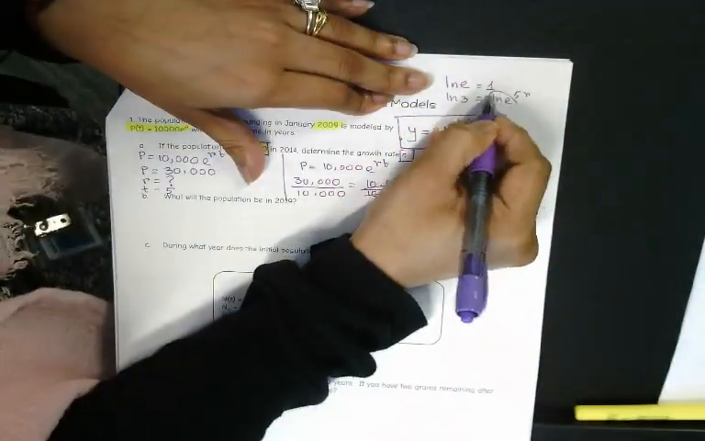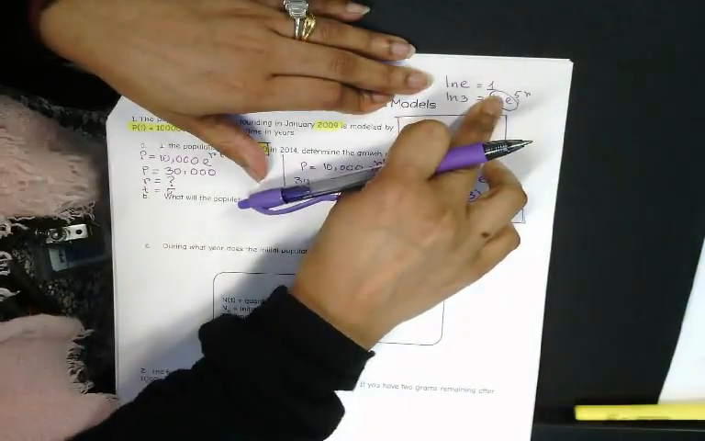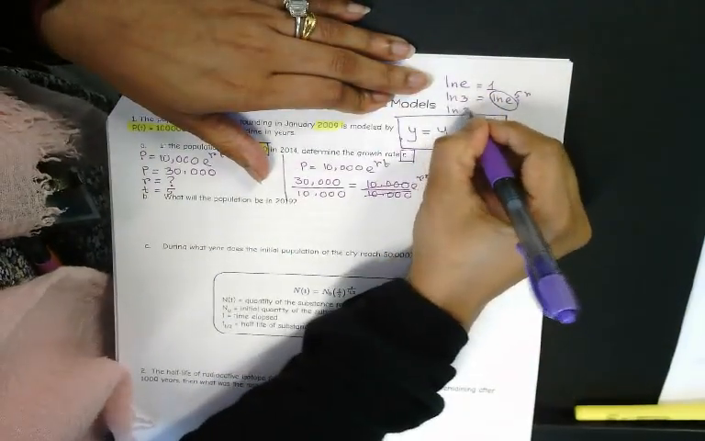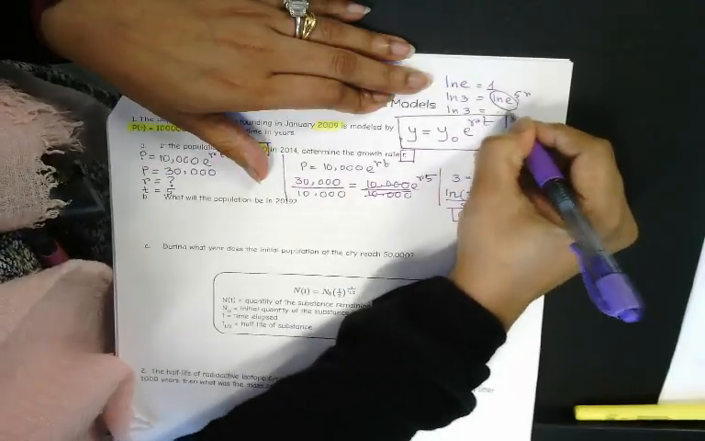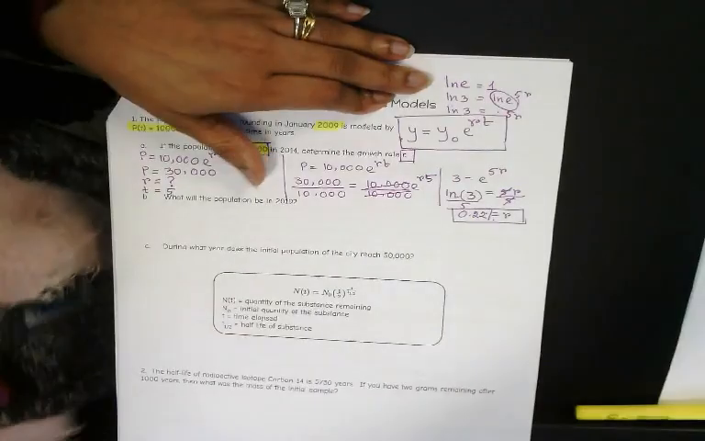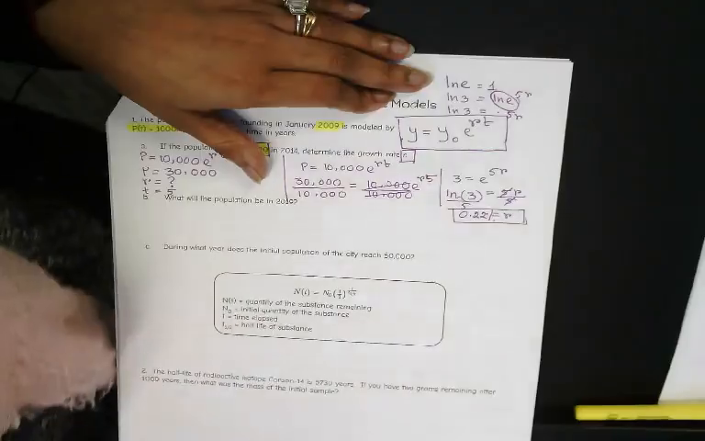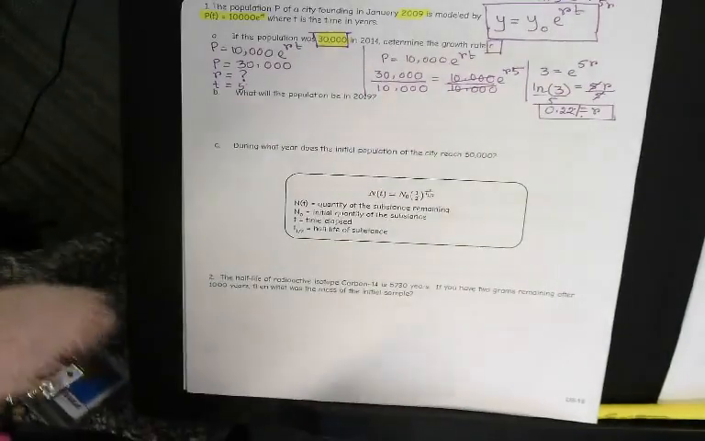Now this whole thing is 1, so that's gone. On this side I have ln 3 is equal to 5r, because this is 1 times 5r. Okay, that's the step-by-step process. I just shortened it. We good now? Yes. All right, no problems.